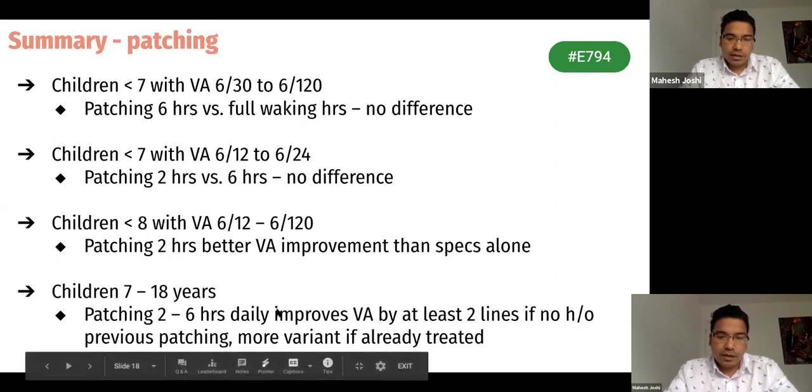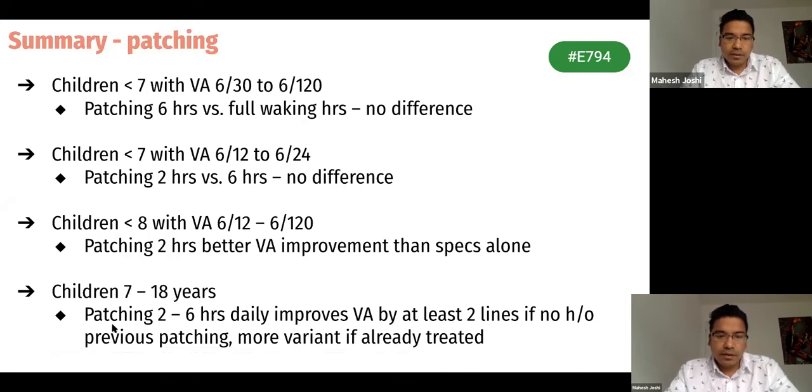Another interesting study that this group did was in older children between 7 to 18 years of age. In them, they found that patching 2 to 6 hours a day improves vision by at least 2 lines even in older children, right? But this is more dependent on whether they had any treatment before as a child or not. If you had patching treatment as a child earlier, then the patching might not work. But if the patient has not had any patching before, then even in older children, prescribing 2 to 6 hours of patching can improve the visual acuity. Okay.